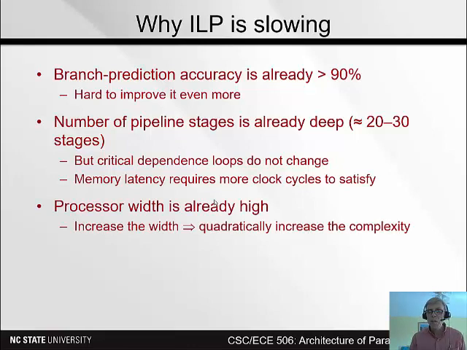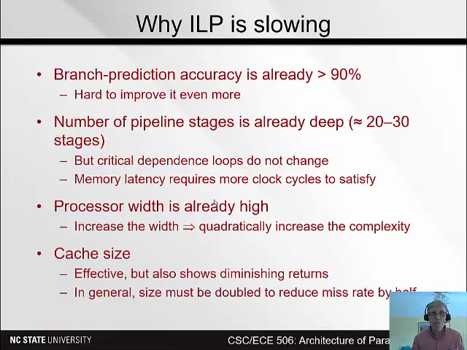Then processor width is already high, in other words, superscalar. You've got maybe dual issue or quad issue or something like that. And you can't really get any farther because if you go past quad issue, then you quadratically increase the complexity. And as far as cache size is concerned, you could increase the size of a cache, but it takes up chip space, so you have to trade that off against other things you could do with that chip real estate. And in general, if you want to reduce the miss rate by half, you need to at least double, and often more than double, the cache size. So you really can't improve instruction level parallelism by getting more into the cache either.